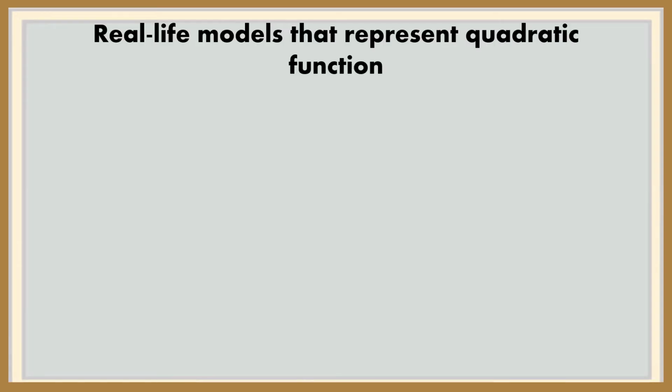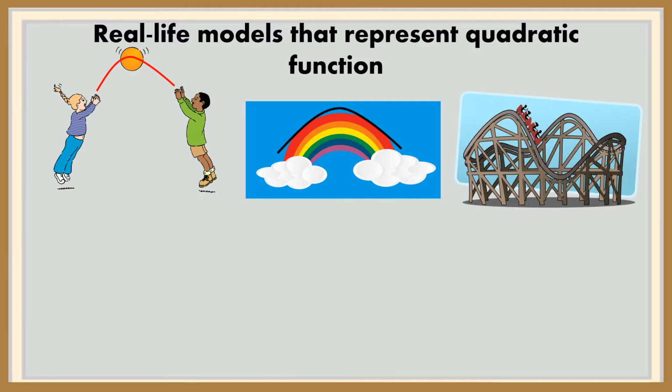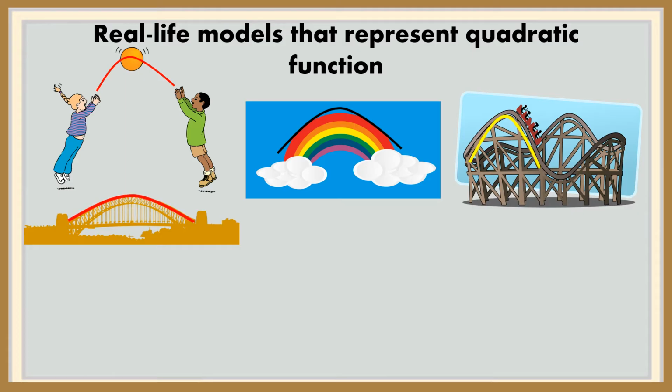I have here examples of real-life models that represent quadratic function. The first one is throwing of ball from one person to another person can form a parabolic path. Curve shape of the rainbow exhibits parabolic shape. The roller coaster also exhibits a parabolic shape. The arches of the bridge are parabolas.